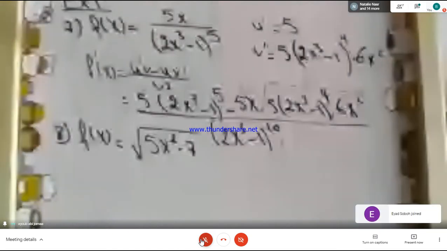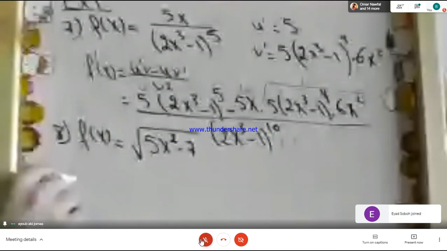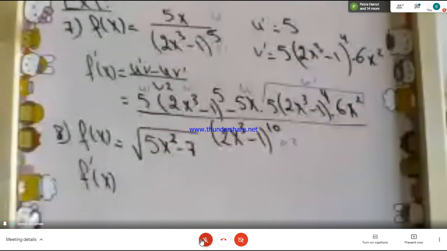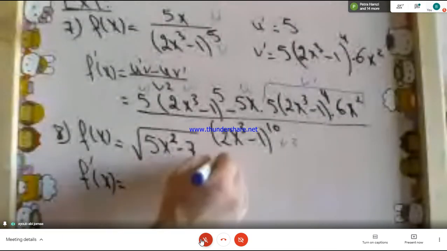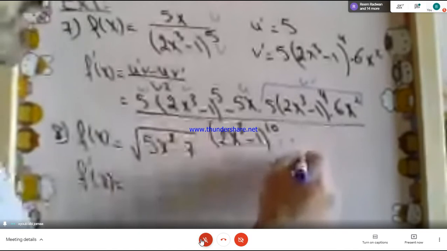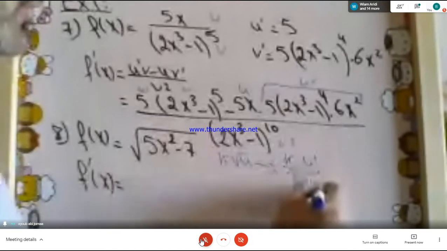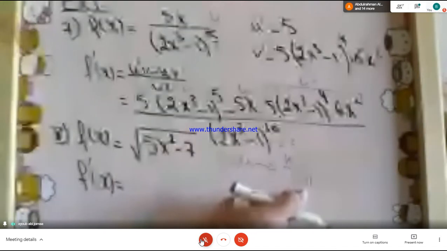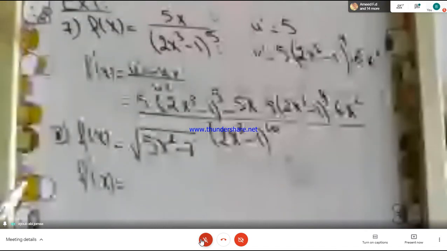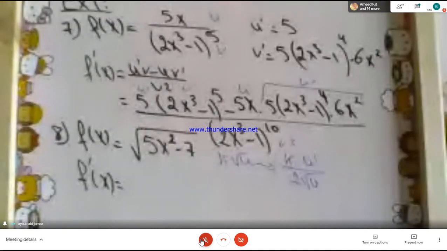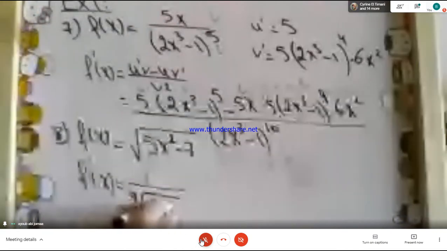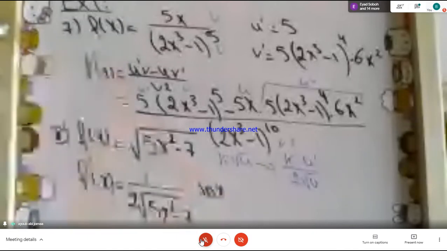The derivative of k radical u equals k u prime over 2 radical u. Very good. So this function is under the form of k radical u. Its derivative is k times u prime over 2 radical u, or k over 2 radical u times u prime outside the fraction. It's the same. So it equals 1 over 2 radical of 5x squared minus 7, times 10x. Very good. Thank you.